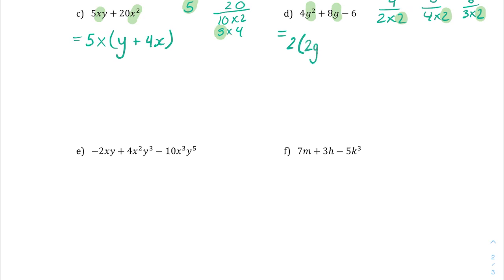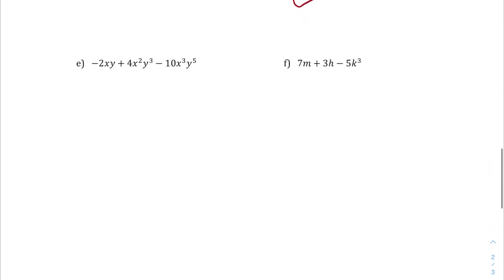4g squared divided by 2, it will be 2g. 8g divided by 2, 4g. Oh, sorry, I made a mistake before. It should have been 2g squared. And negative 6 divided by 2 will be negative 3. Great. Again, you should get in the habit of checking. 2 times 2g squared is 4g squared. 2 times 4g will be 8g, and 2 times negative 3 is negative 6. So yeah, we're correct. Even though I almost made a mistake, right?